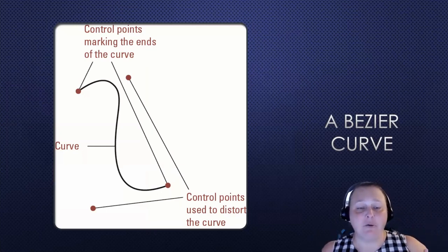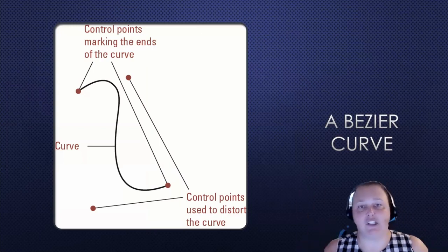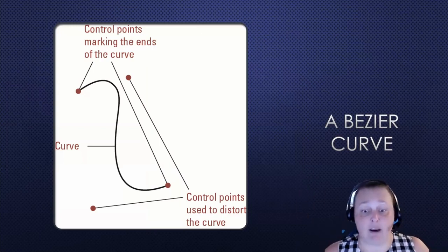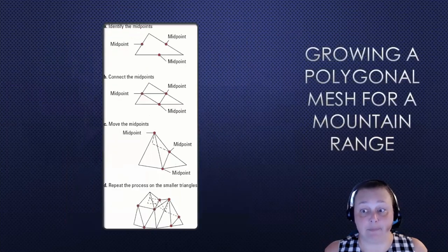And so this is going to create control points marking the start and the end, and then allowing a curve to happen in between them.